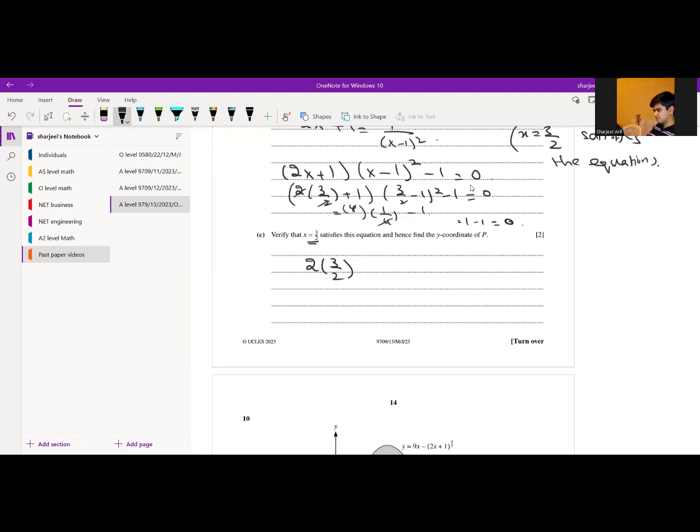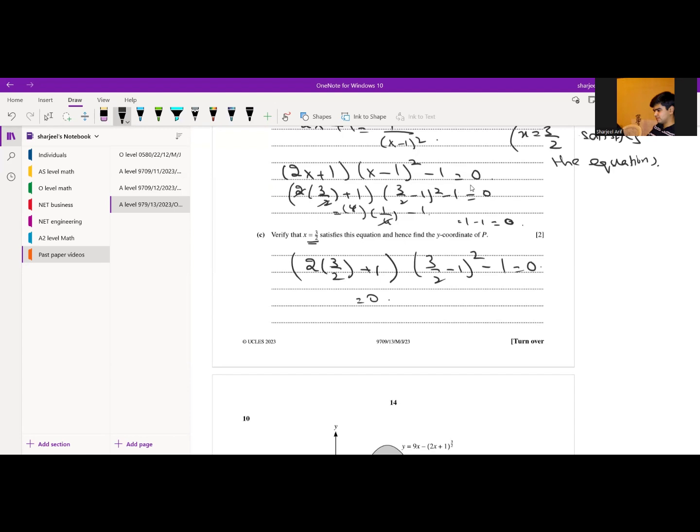So again, you have to substitute 3 by 2 here. Either you place the value here or in the previous part, you will get the marks. So similarly, it will be 0 equals to 0. This is equal to 0. So x is equal to 3 by 2 satisfied it.